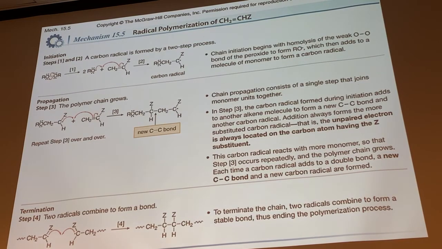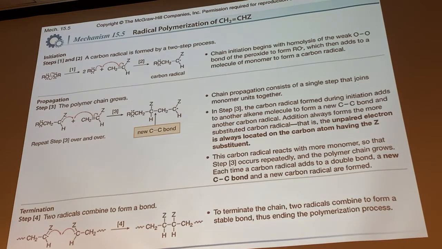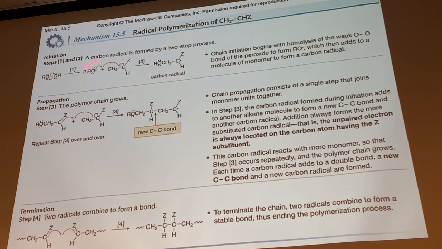If we go back to that previous slide, you see that Z could be a chlorine, Z could be a methyl group, Z could be a benzene ring. It could even be a hydrogen if you're just making polyethylene. So it can be a lot of different things. If we add this oxygen-centered radical to the alkene, then we get a new carbon radical. And if Z is not a hydrogen, you can form a more substituted or a less substituted radical. You're always going to form the more substituted radical.